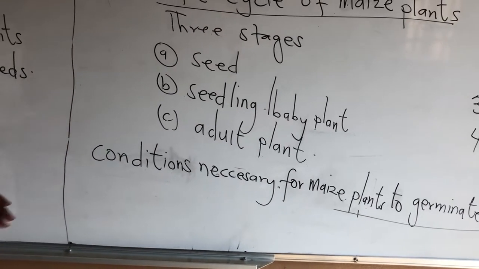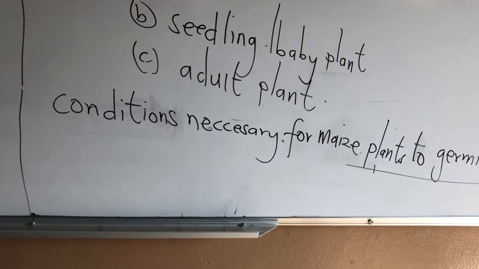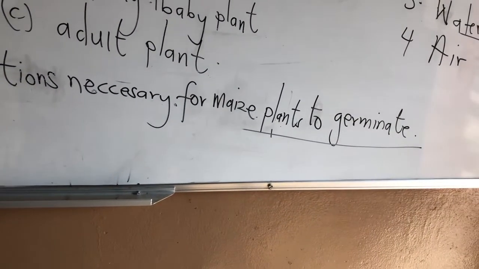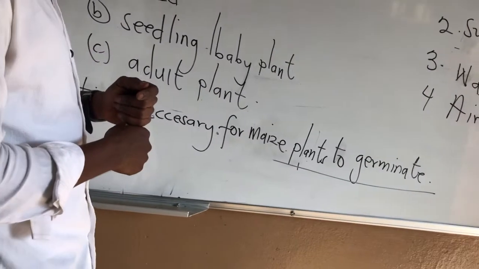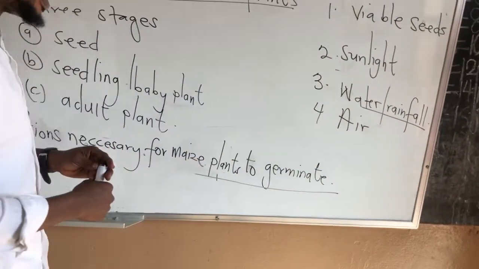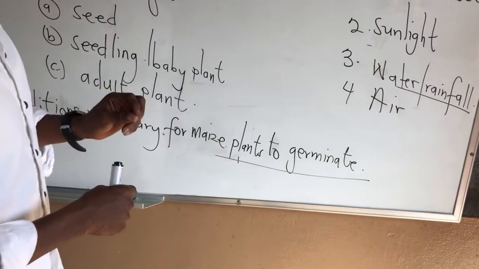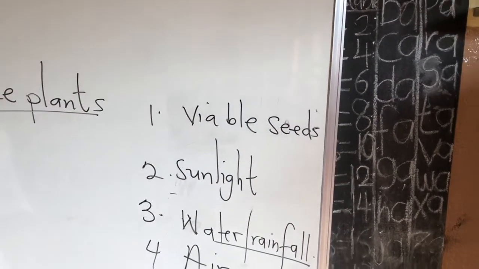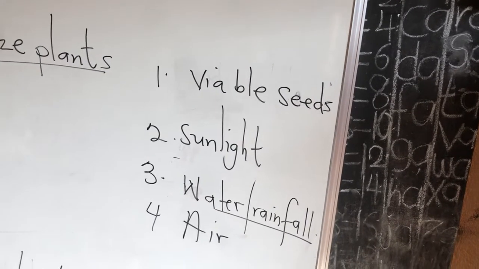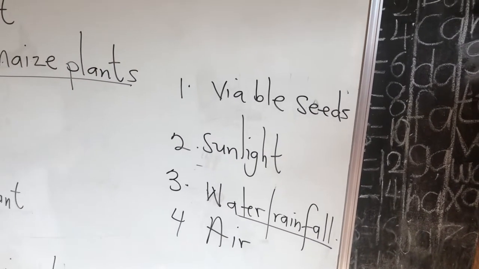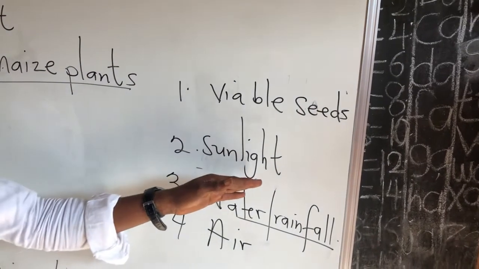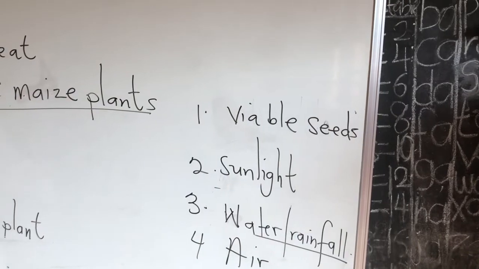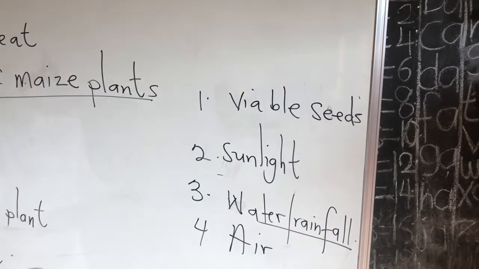Now, aside from this, every seed needs certain conditions, as I said earlier. So we want to look at the conditions necessary for maize plants to germinate. First of all, viable seeds. Every seed has to be good for it to germinate. That is what we call viable seeds. We also need sunlight. I told you in photosynthesis that the conditions necessary for photosynthesis are carbon dioxide, sunlight and water.